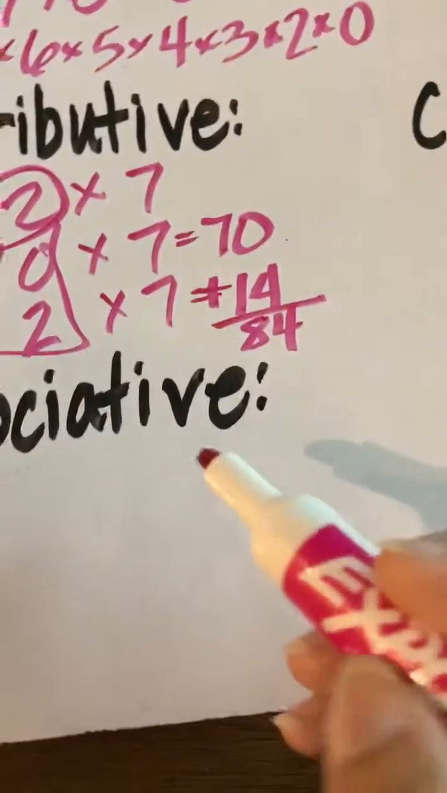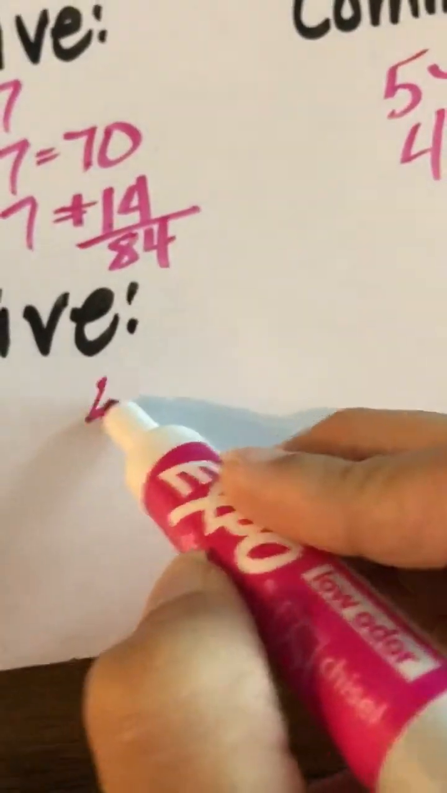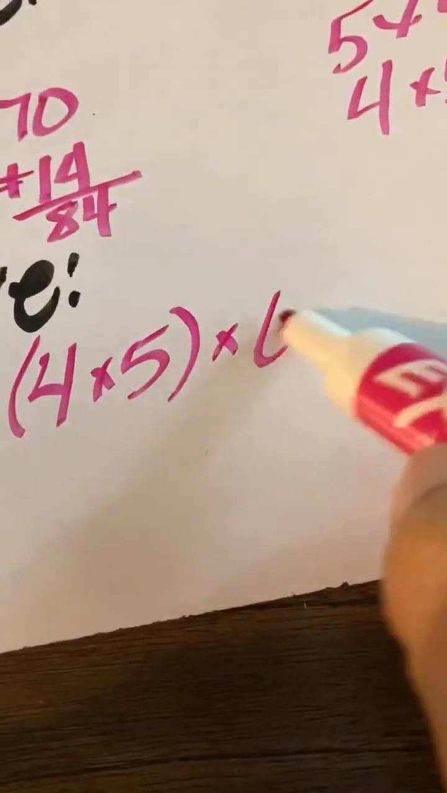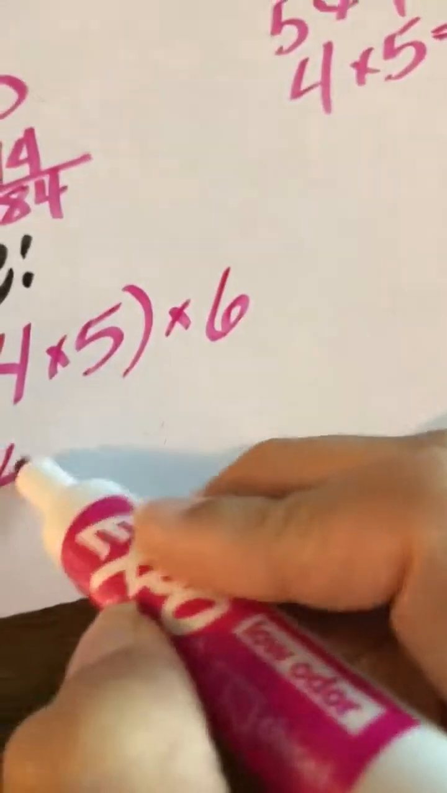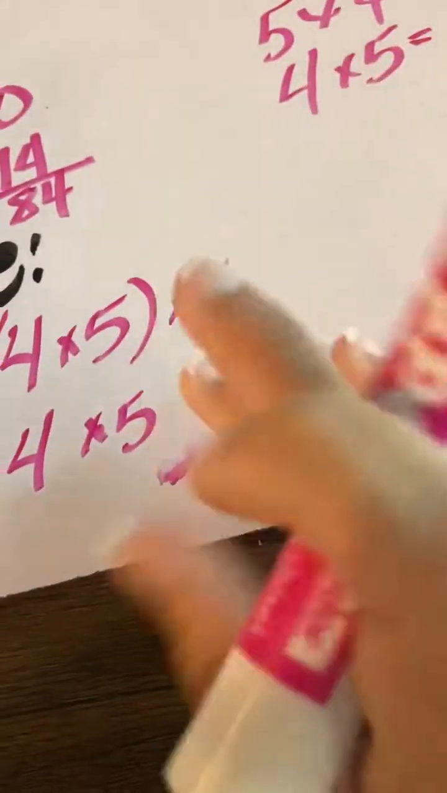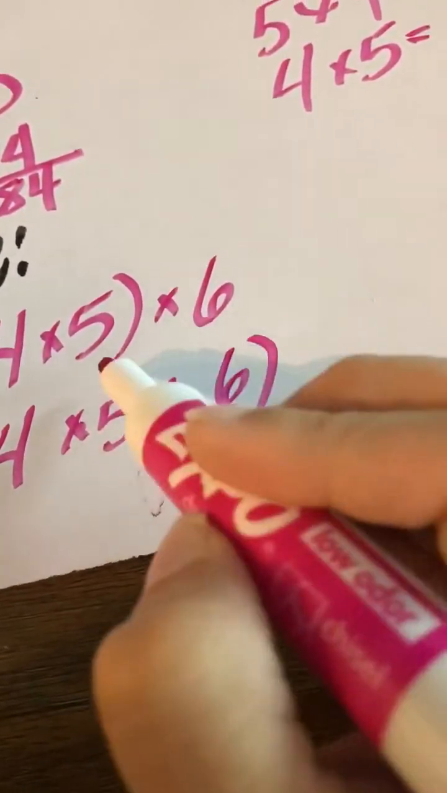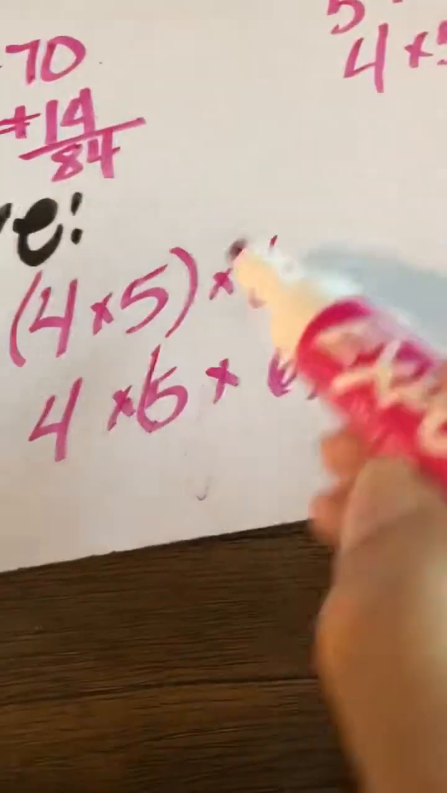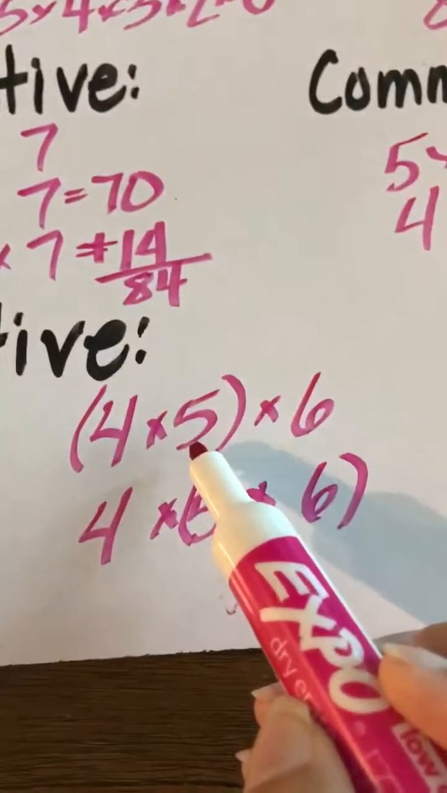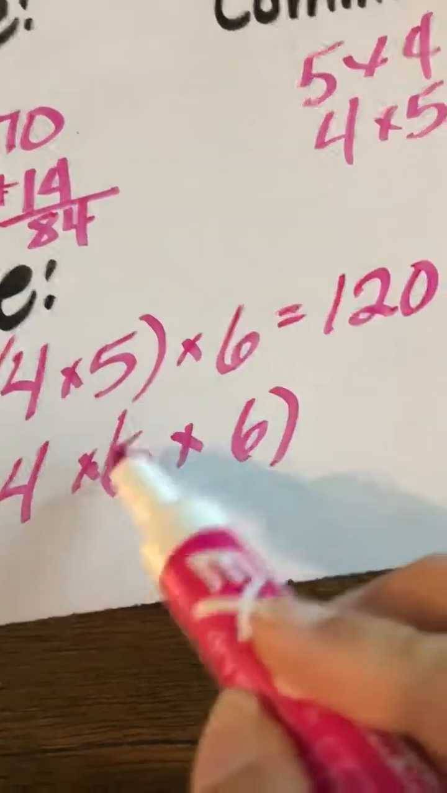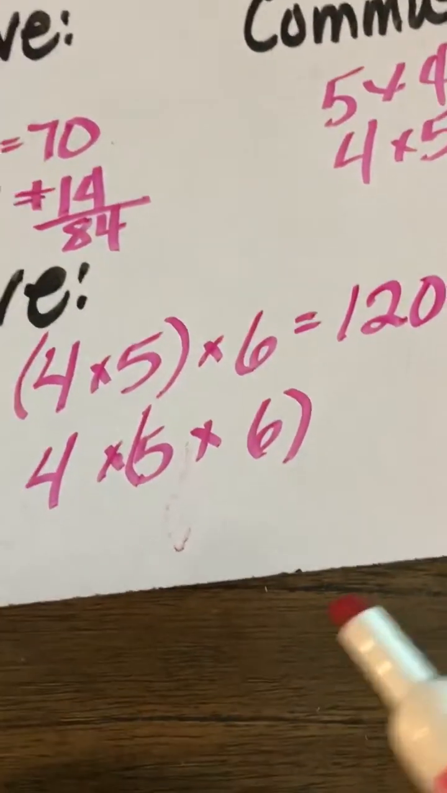And then we go down to the associative property. This associative property would be, let's use 4 times 5 again. And then let's throw in another number, times 6. If I do it this way or that way. Let's see, I have 4 times 5, that's 20. 20 times 6, I can do 2 times 6 and then add a 0, is 120.